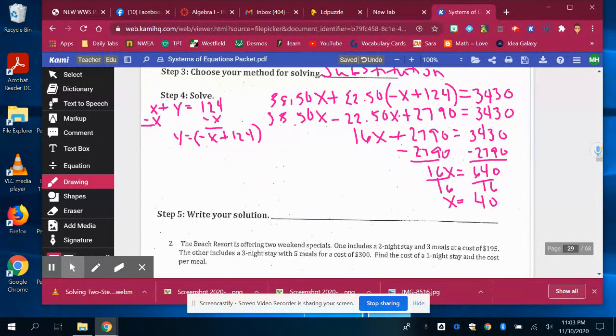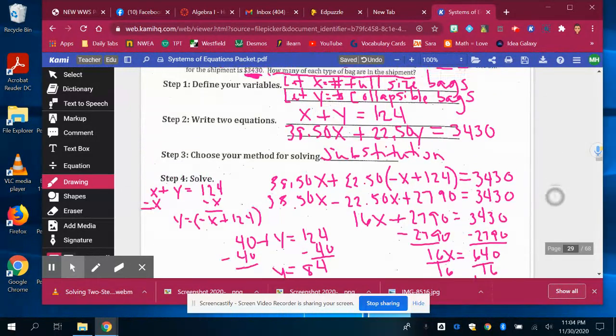So it looks like I'm going to have 40 full-size bags. Over here, I'm going to substitute that 40 into my first equation, where x is, so that I can find out what y is. Y is 84.